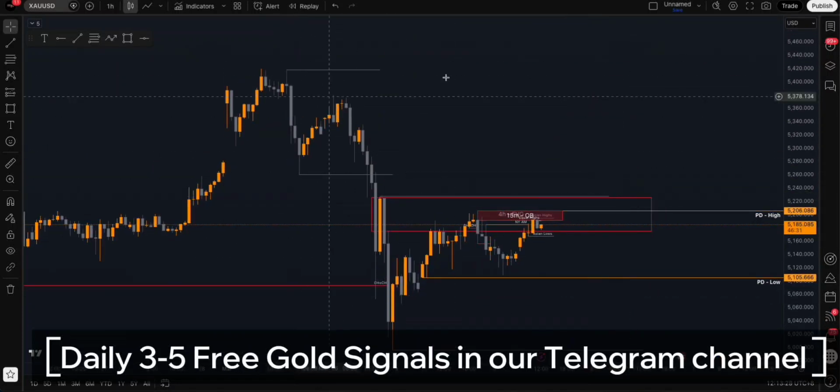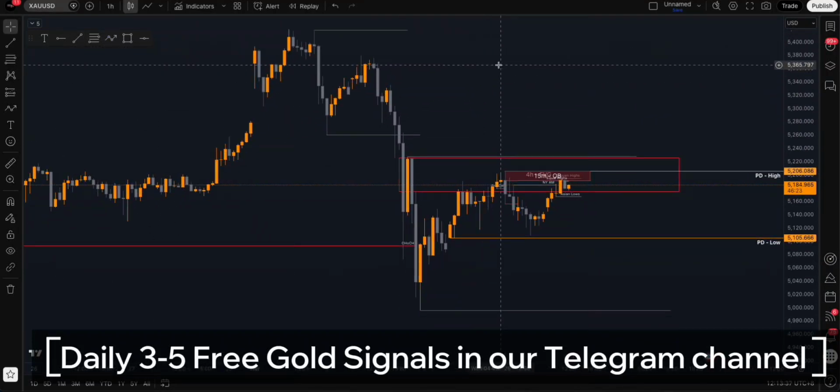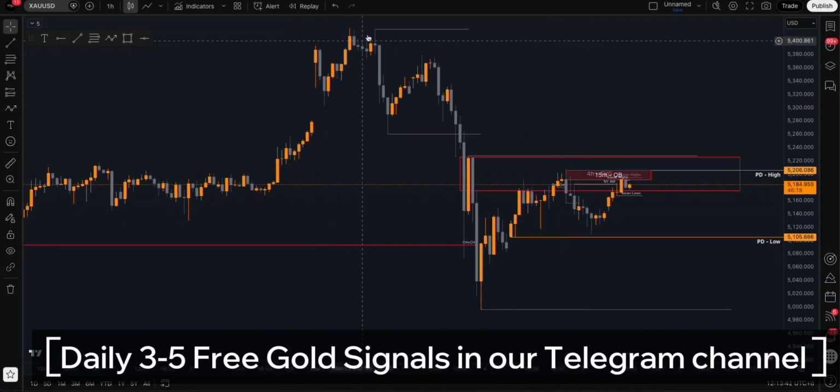Into the hourly, what do we see? We see a bearish trend start to form. So when does a bearish trend form? A bearish trend forms when we get lower highs and lower lows. Right now we have a lower high here, lower low, lower high, lower low.